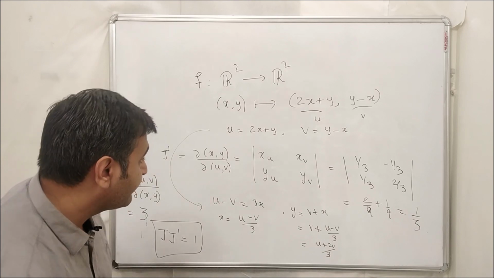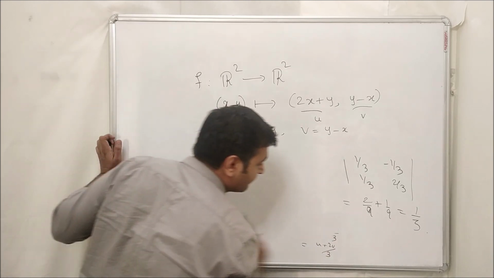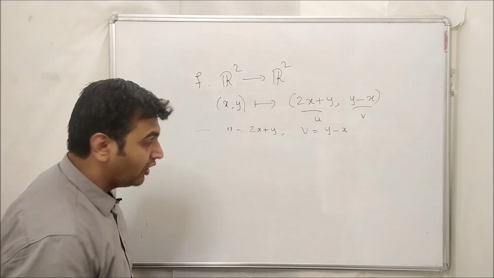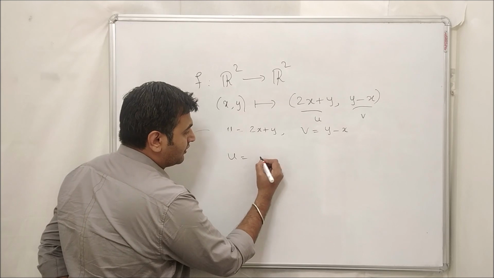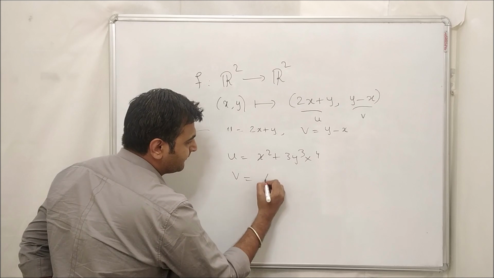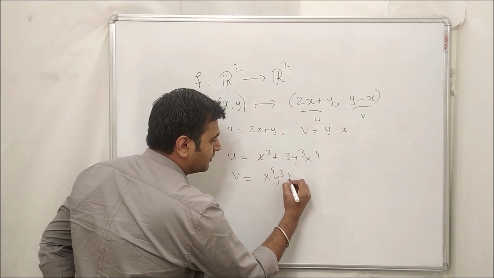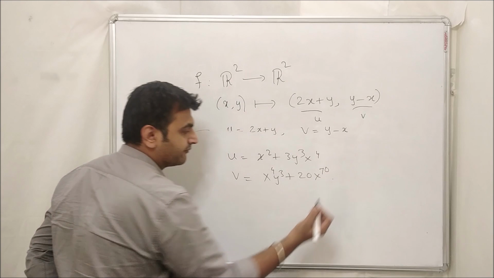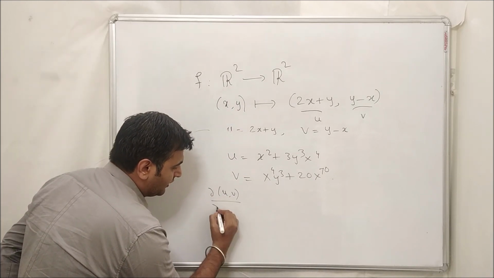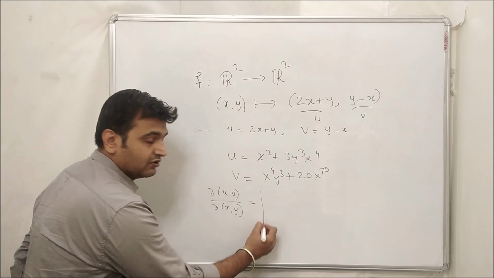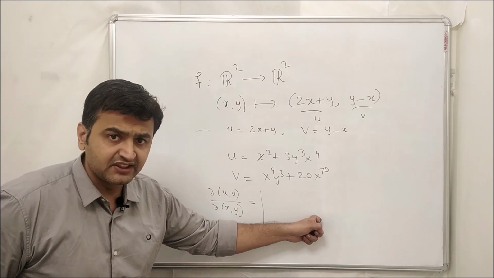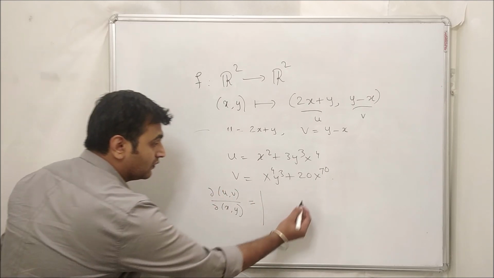Many times it may happen that with respect to one variable it might be difficult to solve, whereas with respect to the other it might be easy to solve. Suppose u is x squared plus 3y cubed, x raised to 4, and v is x raised to 4 y cubed plus 20x raised to 70. And the question is, what is ∂(u,v) upon ∂(x,y)? Now this is easy to solve, right? You take u with respect to x, u with respect to y, v with respect to x, v with respect to y. But someone asks you, what is the other way?